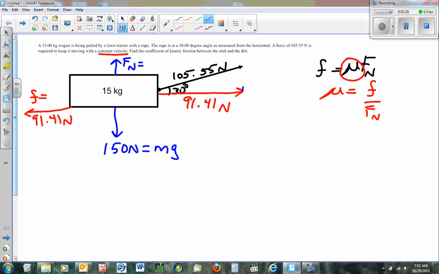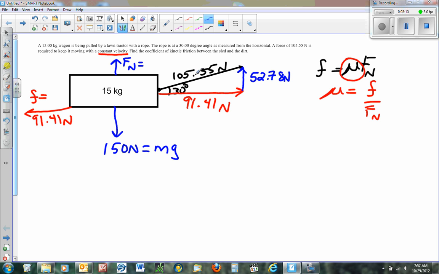Well, we have another y force here we have to look at, and that's this one. If I do 105.55 times sine of 30, then I get 52.78. The force of gravity, or the weight, is pulling down. This one's pulling up. That means that the block is lighter to the table. It doesn't change the weight of the block, but the weight that the table feels is 52.78 newtons less.